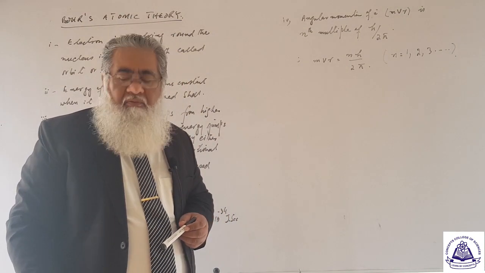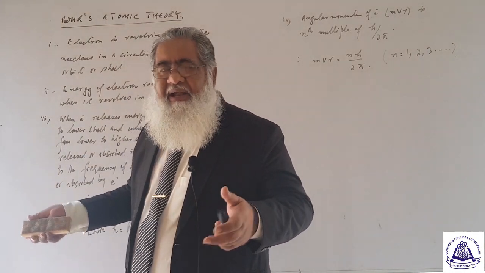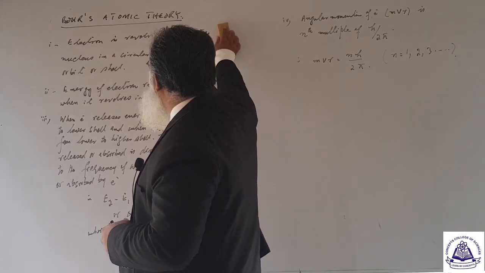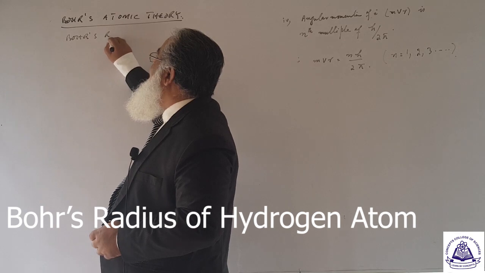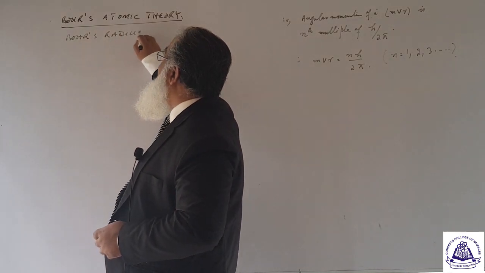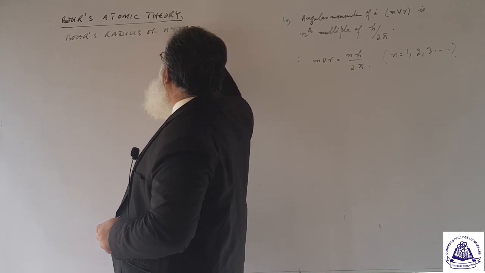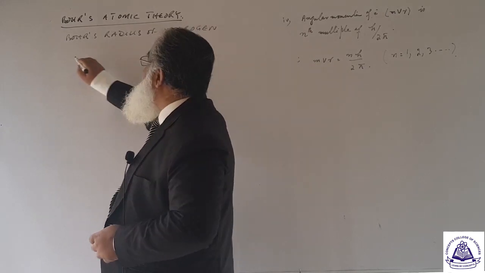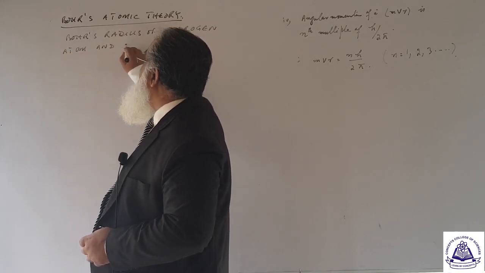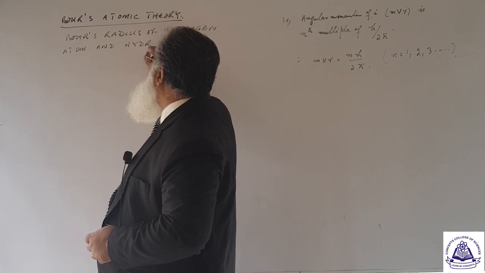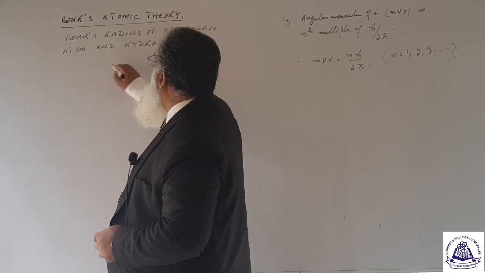Now we have to calculate the Bohr's radius of hydrogen atom and hydrogen like ions.